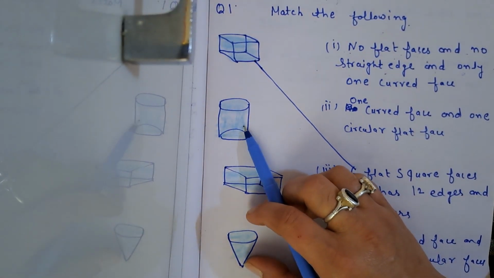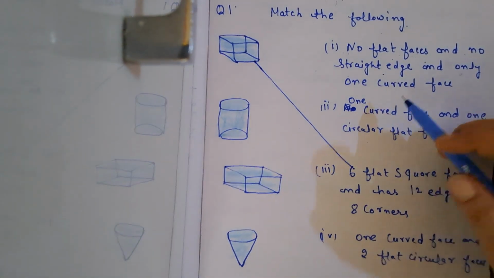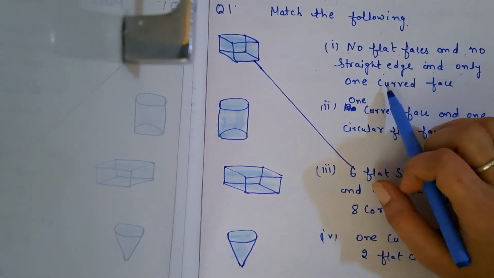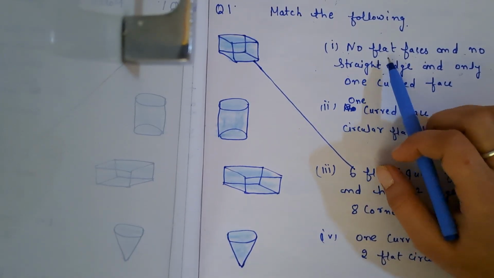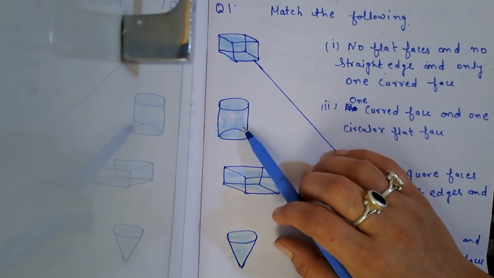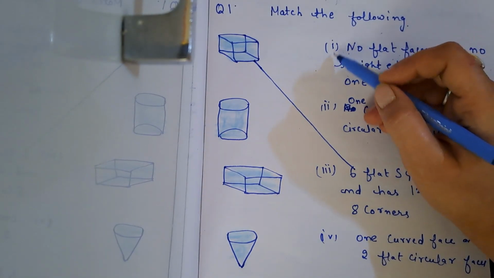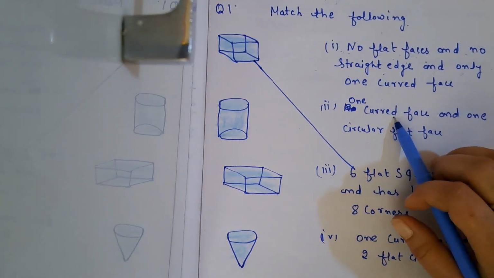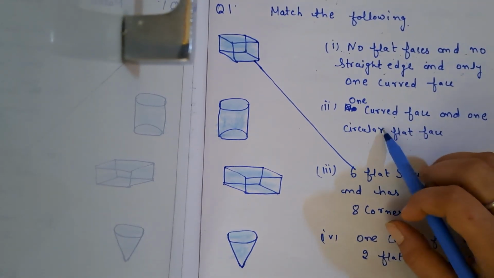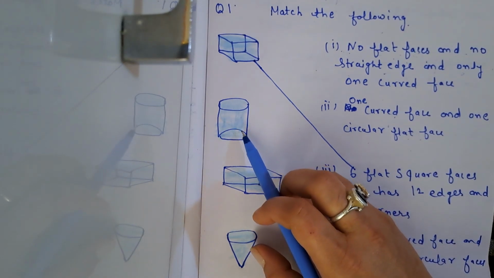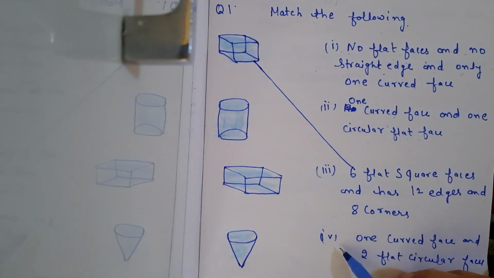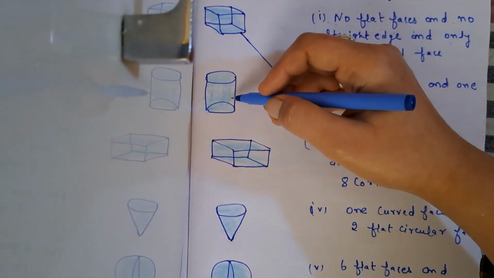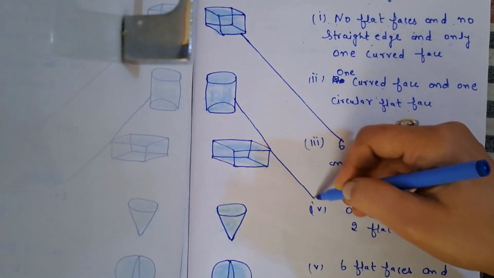Okay, now let's see the second figure. This is a cylinder. So let's see its correct definition. No flat faces and no straight edge and only one curve, this is not a definition of cylinder, because a cylinder has flat faces. One curved face and one circular flat face, no, this is also wrong because a cylinder has two circular faces. Let's see another one: one curved face and two circular faces, this is a correct definition of cylinder. So this figure will match to this.